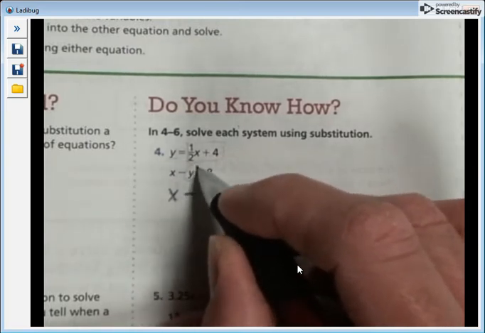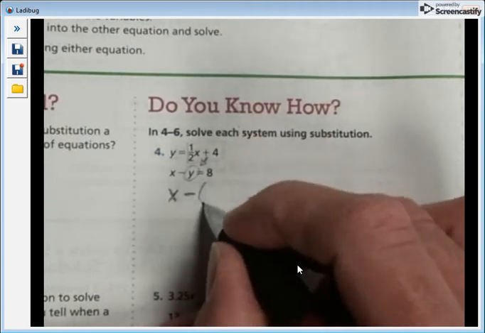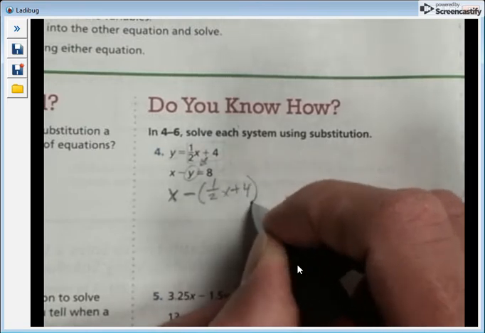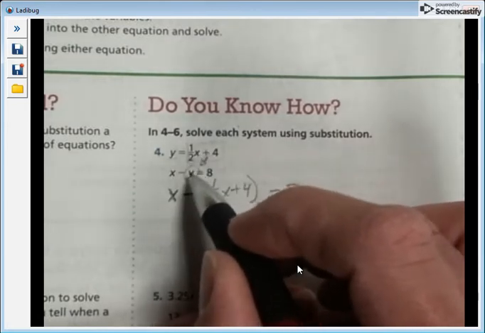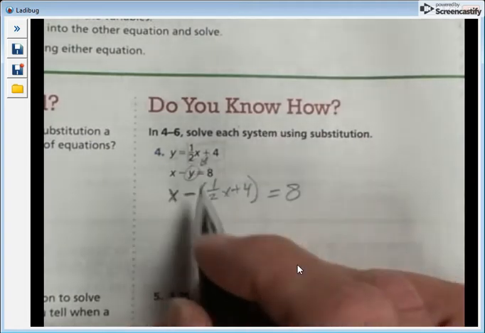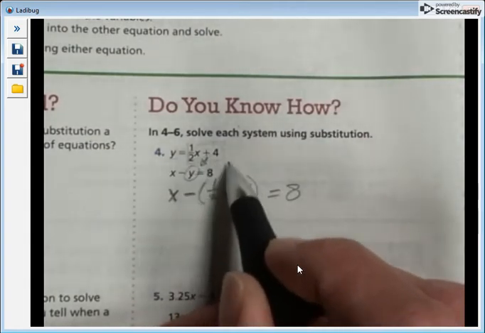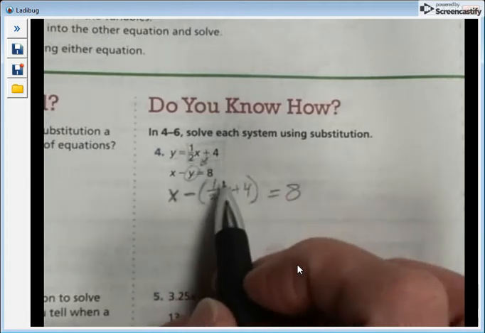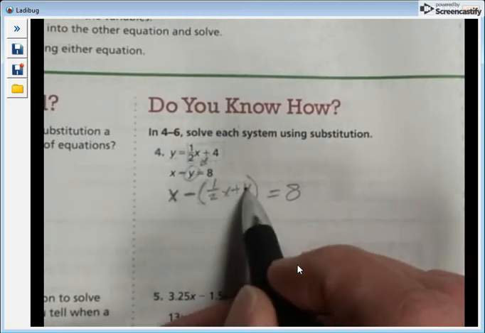So that means I can take this y and replace it with this 1 half x plus 4 and set that equal to 8. So I'm basically taking this, putting it in here, and now I can solve for x, which is pretty sweet. Now, notice how I put that which I'm inserting for the y in parentheses, and that's because of this subtraction sign. I have to now distribute that negative through.